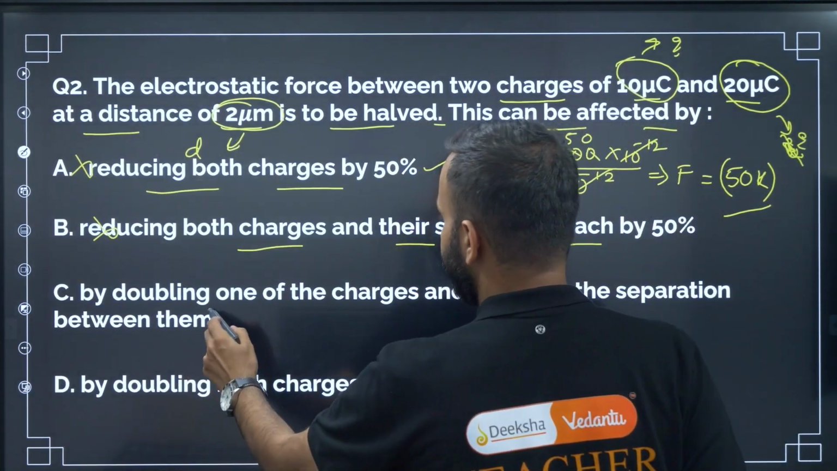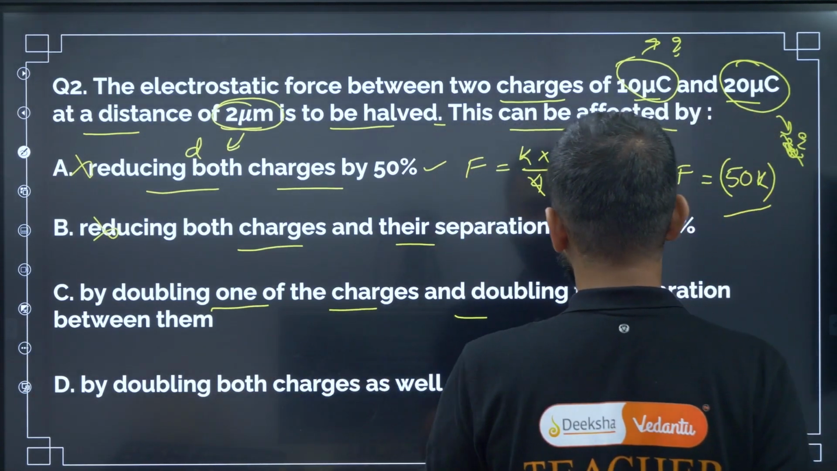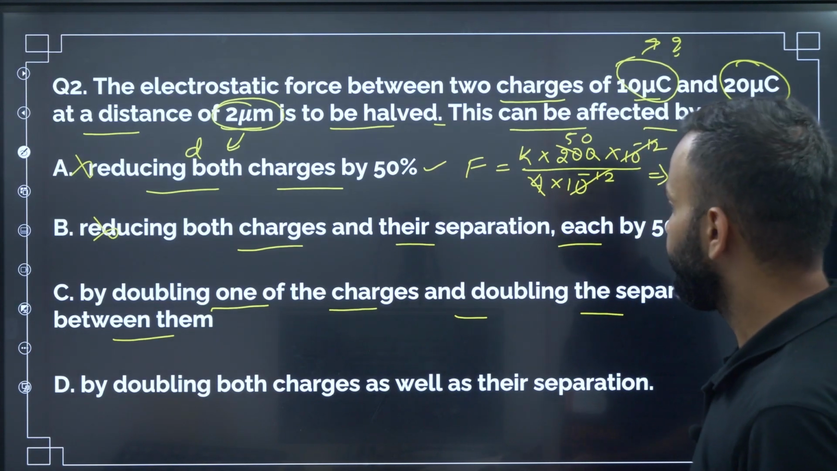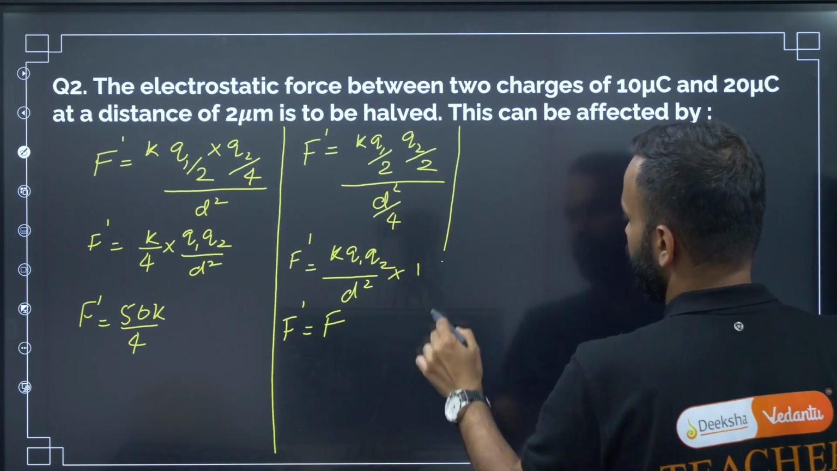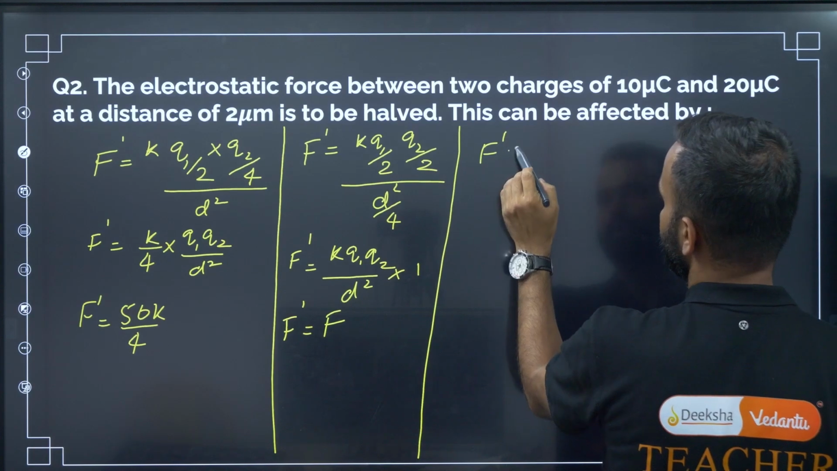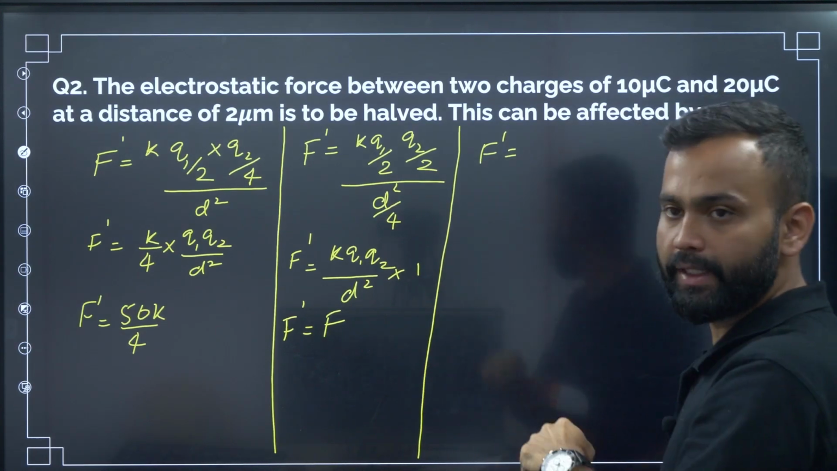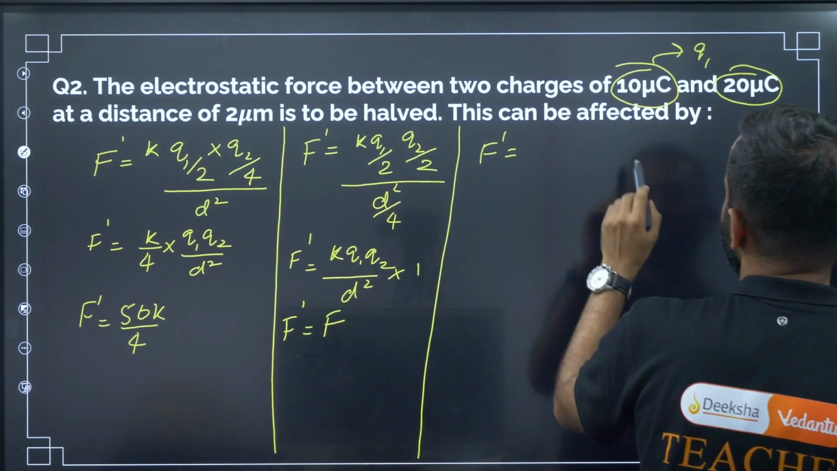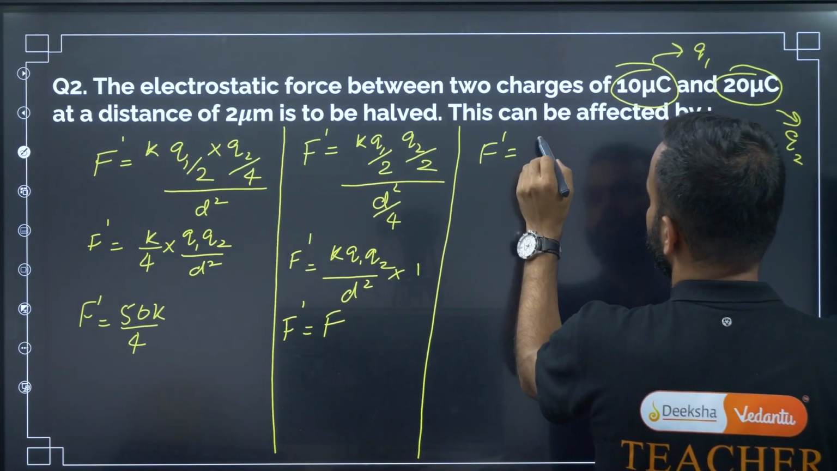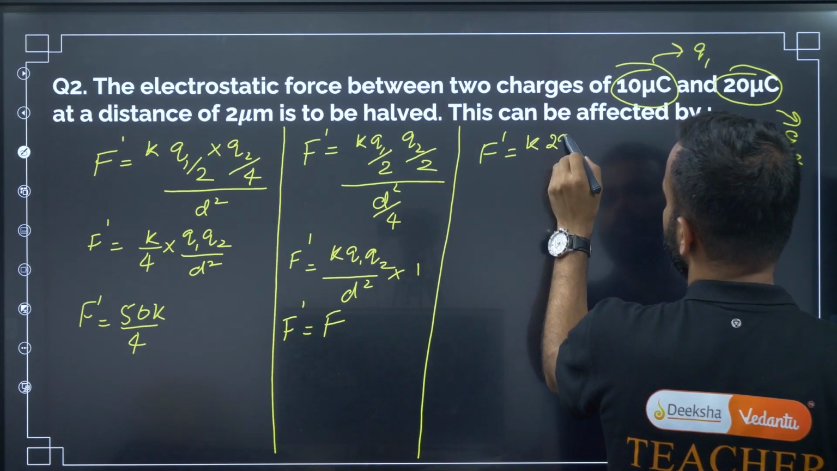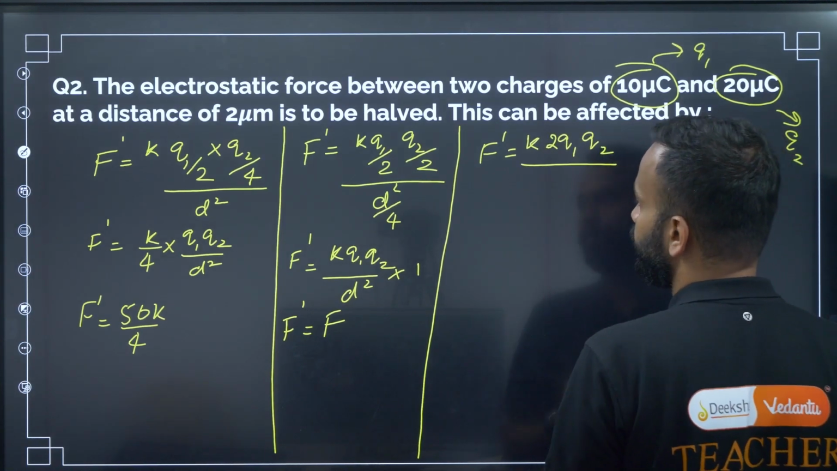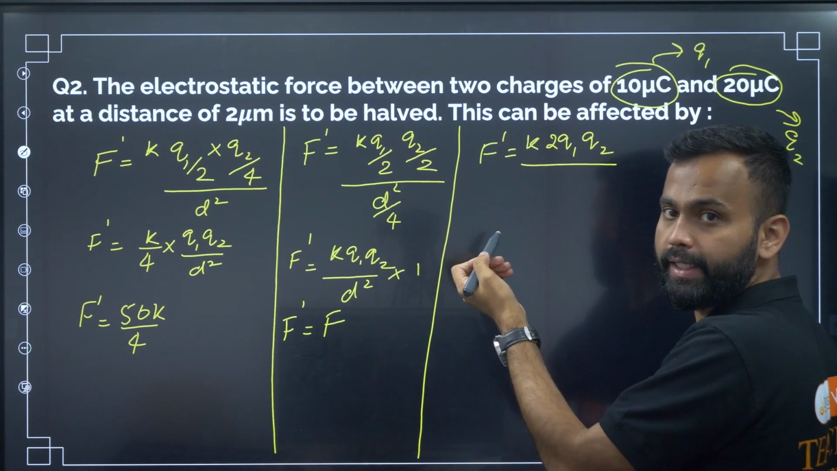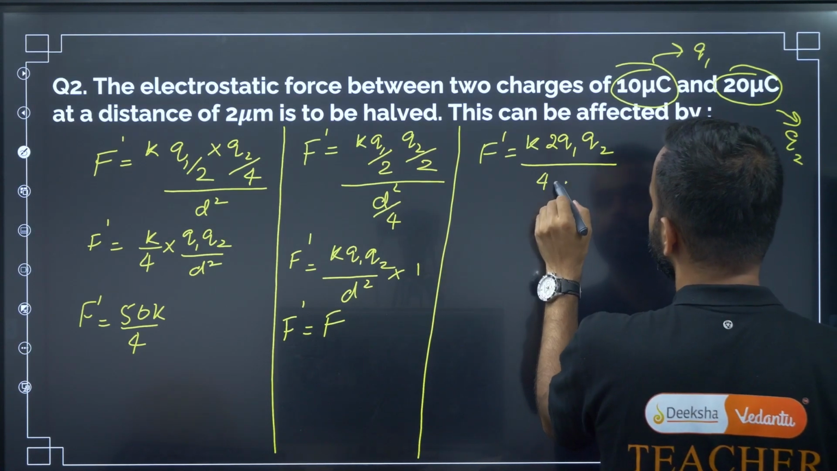So let's check option C. By doubling one of the charges and doubling the separation between them. Here we are doubling one of the charges, right? So F dash is equal to, I'm going to double the charge Q1. So this is Q1 and Q2, right? I'm going to double the charge Q1. So F dash is equal to K into 2 Q1 Q2 divided by, and double the distance also, right? So if you double the distance, then it will be 2d. Square of 2d is 4d square, right?